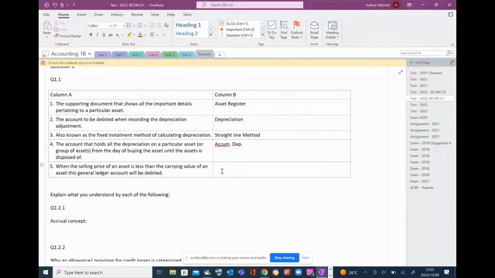Okay? All right. So the last one was when the selling price of an asset is less than the carrying value of an asset, this general ledger account is debited. Oh, if you got this one right, well done to you. Because I love this question because it forces you to apply. Not only must you be listening in lectures, but now you must be able to apply, to think and say, what is happening if the selling price of the asset is less than the carrying value? What if we've experienced a loss? So, which account should be then debited when we are now experiencing a loss?